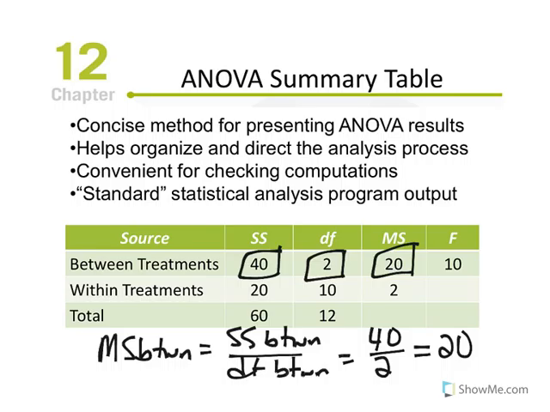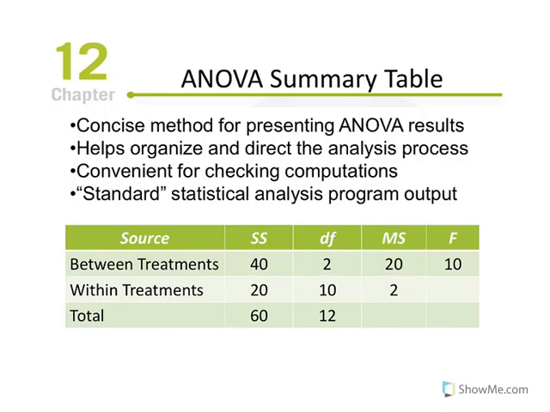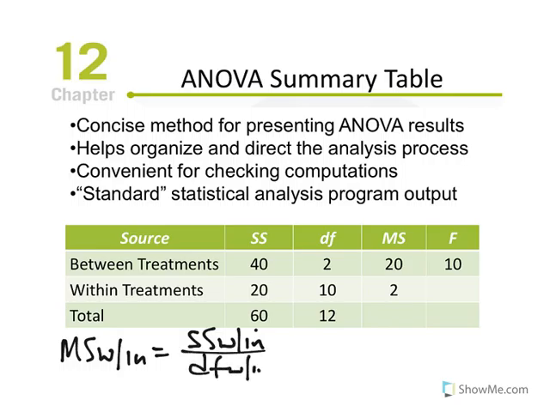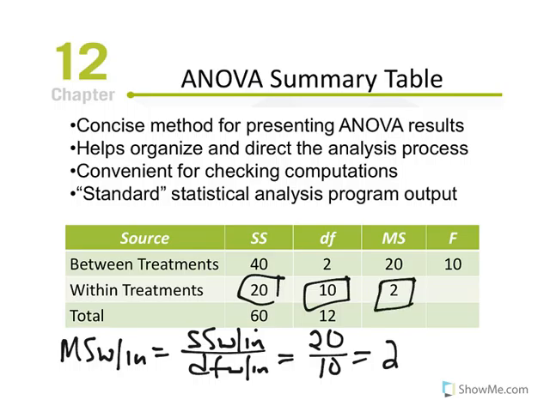Similarly, if we look at the within treatment SS values, in particular the calculation for MS within, the process is similar. So MS within, we learned, is equal to SS within over DF within. So SS within is equal to 20. DF within is equal to 10. So 20 divided by 10 gives us 2. So we see where this value is coming from.